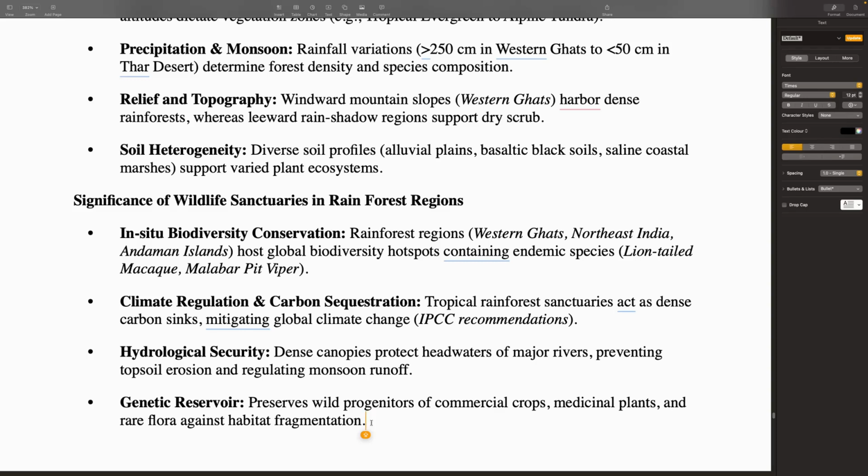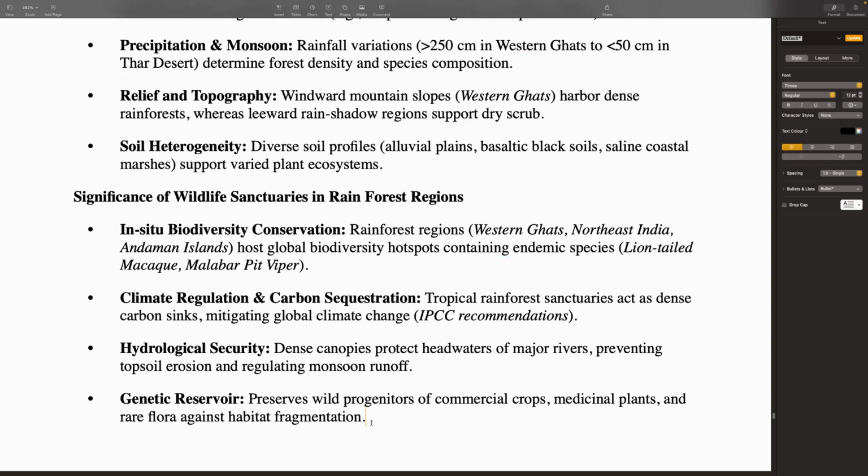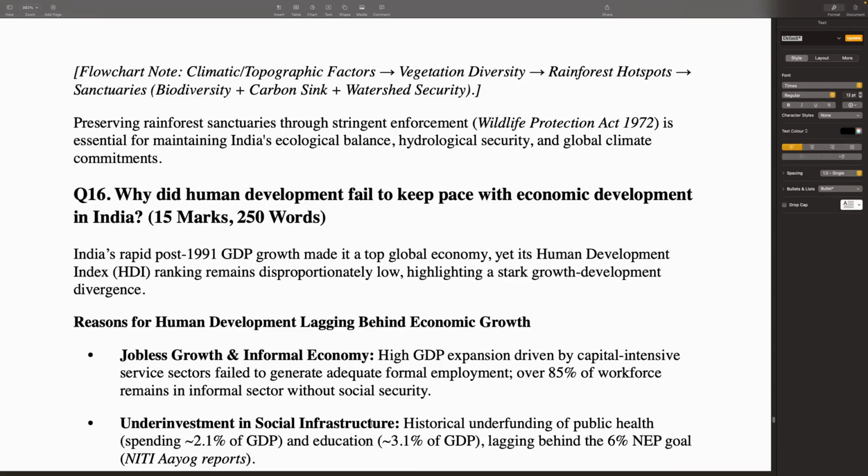Genetic reservoir: preserves wild progenitors of commercial crops, medicinal plants, and rare flora against habitat fragmentation. Preserving rainforest sanctuaries through stringent enforcement of the Wildlife Protection Act 1972 is essential for maintaining India's ecological balance, hydrological security, and global climate commitments.